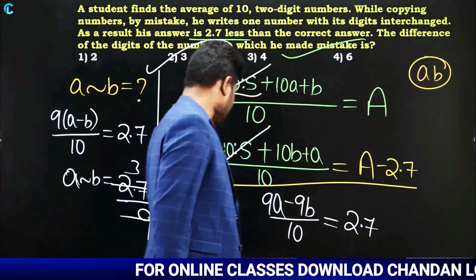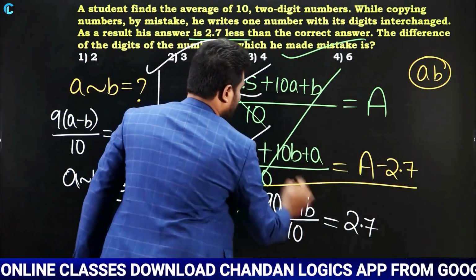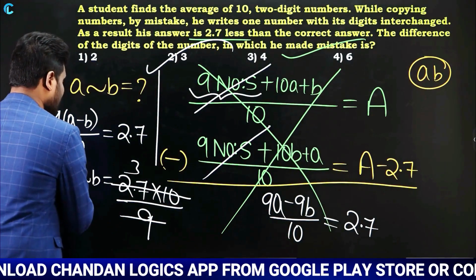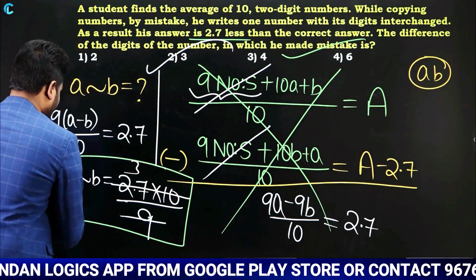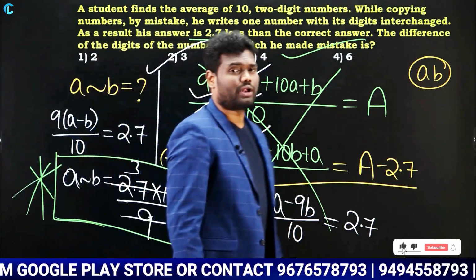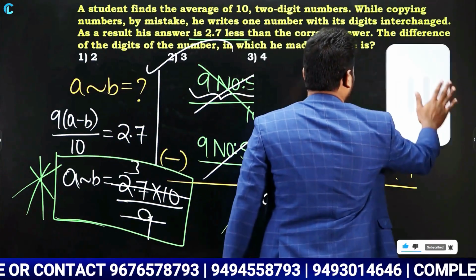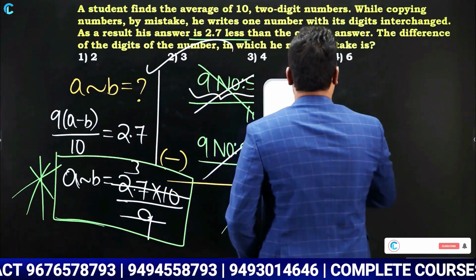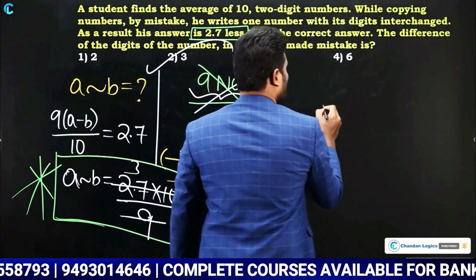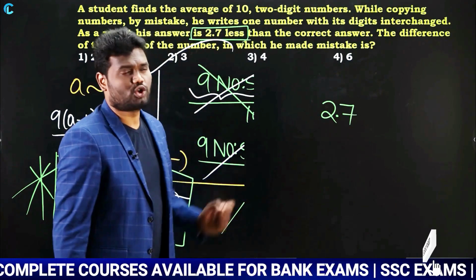Now truly speaking, from an examination point of view, do we need to do this calculation? This calculation is not required. In the examination, you need to write this step directly. If you write this step directly, you can get the answer in a fraction of a second. Then how do we write this step directly instead of doing all this calculation? Observe here carefully. What is the difference you got here? The difference is 2.7. So write that 2.7.